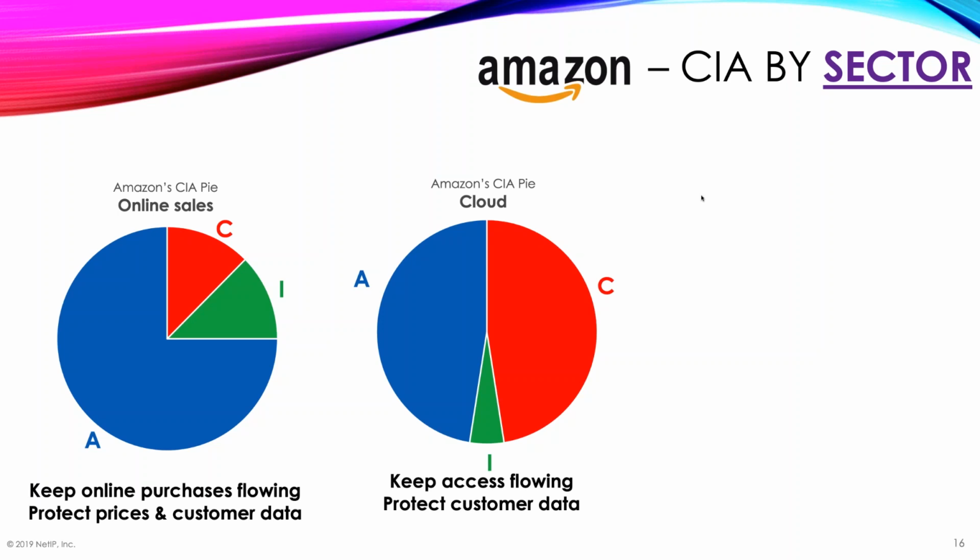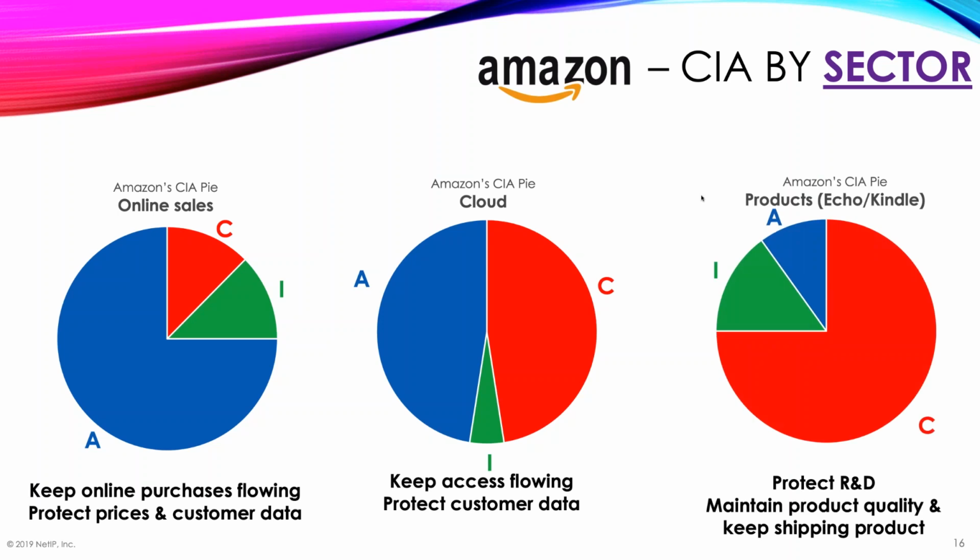So you'd see a really different pie chart looking specifically at their cloud service. And then if you were to go to their products, things like their Echo and their Kindle and so forth, now we're going to see a different chart yet. In fact, it's almost backwards of what the first chart is. Confidentiality, protecting the R&D. Was Amazon the first company to come out with an e-reader?